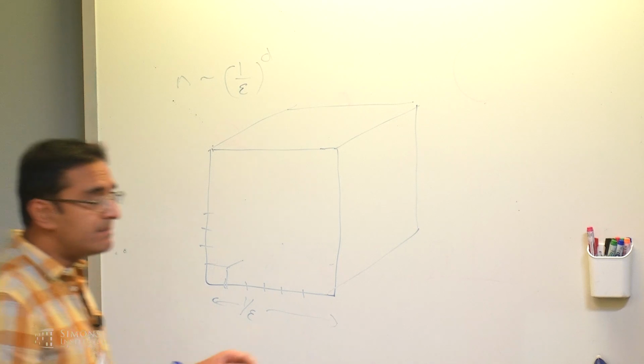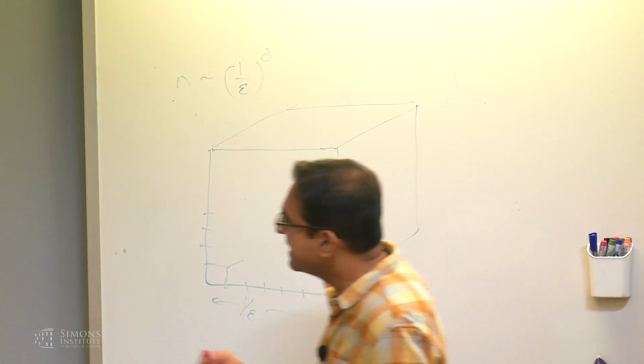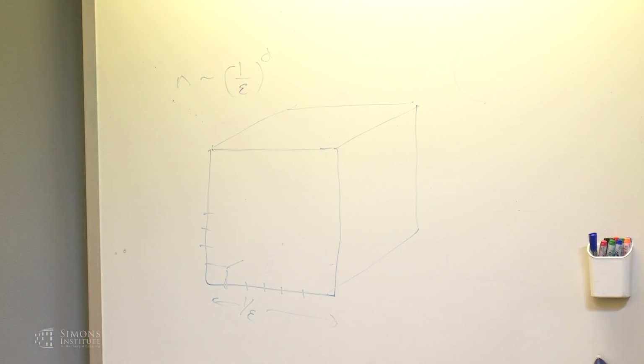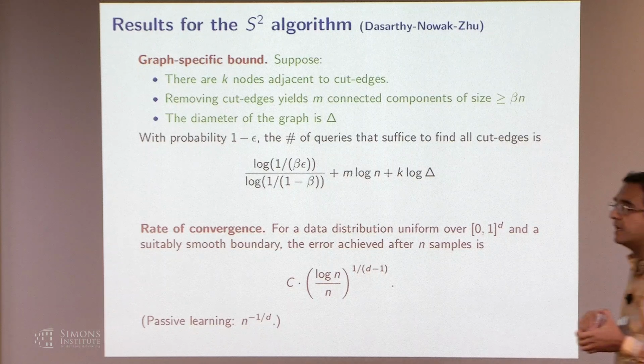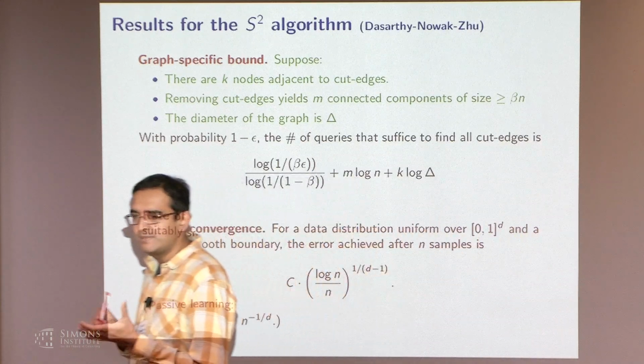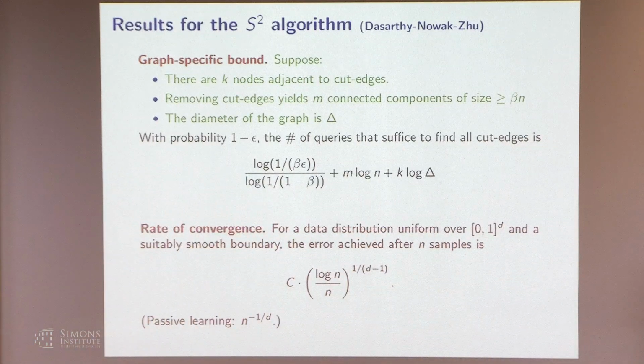What these people are saying is that they get something that's a little bit better. Let me explain what this is. What they do is they say we're going to have a smoothness condition on the boundary. We're going to think of the boundary as being not a d-dimensional object, but basically a d minus 1 dimensional object.